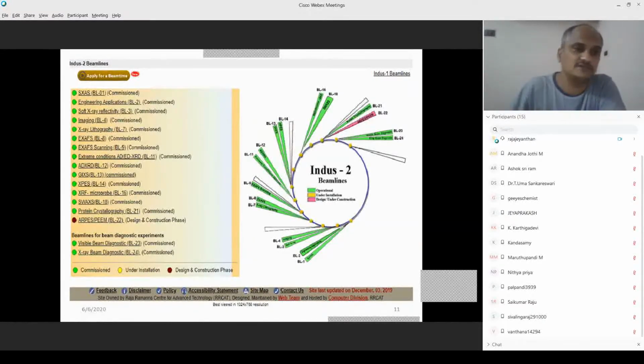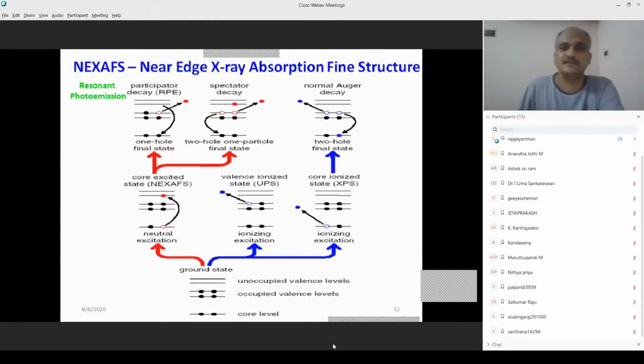So these are the facilities that are available in our Indus 2 Synchrotron Center. Next, we are interested in knowing this technique called NEXAFS, which is also called soft X-ray absorption spectroscopy. In NEXAFS, we are going to use a soft X-ray of energy around 1000 eV or below. We can use this energy to characterize the elements having an absorption edge below 1000 eV.